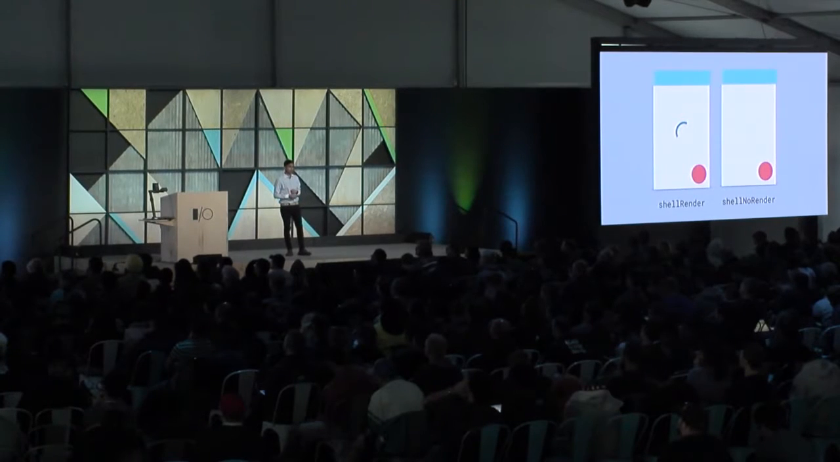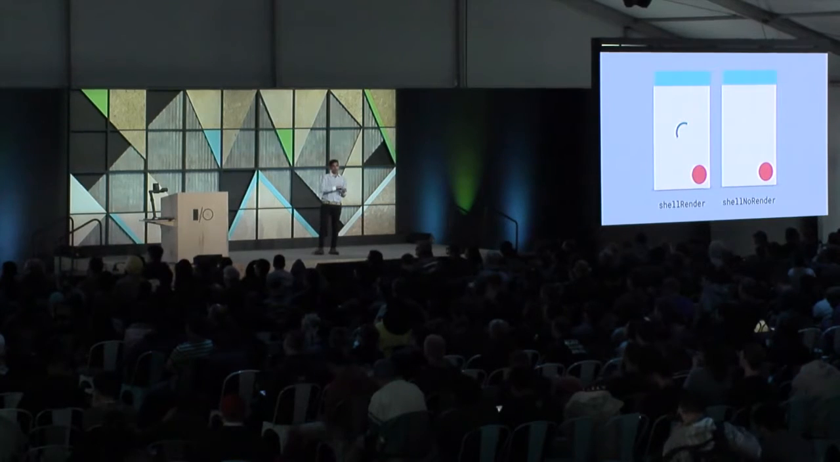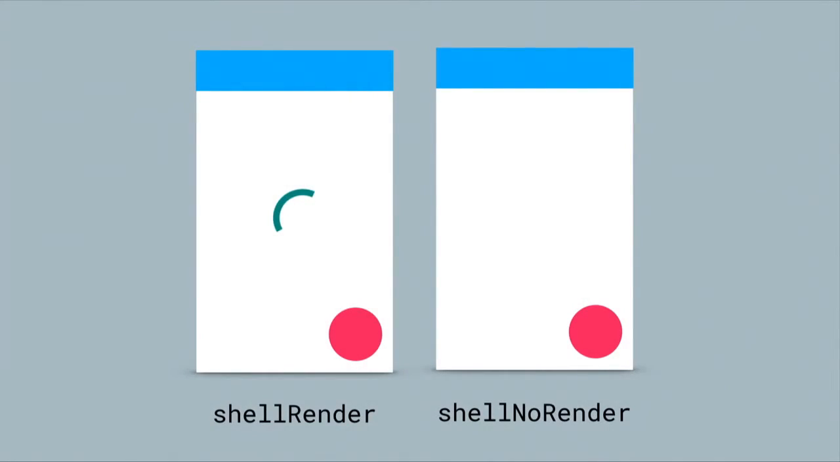So in this case, we can do things like just make sure that the toolbar and at least a loading spinner, so that thing that we wanted to achieve for first meaningful paint, is in place, and then we can use shell no render for anything else that comes after the fact.